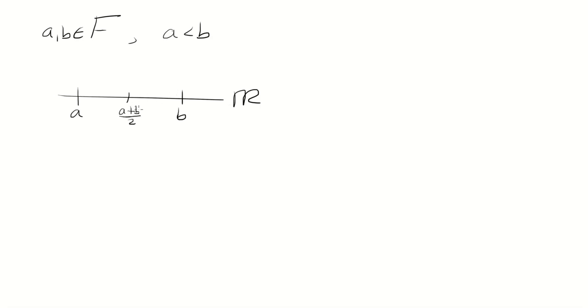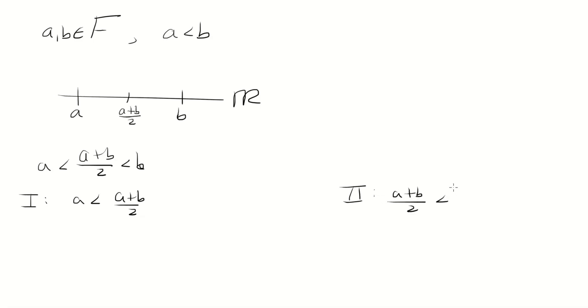So basically what we want to say is that (A plus B) over 2 is between A and B. That's what we want to show. So we'll do this in two steps. First, we'll say that A is less than (A plus B) over 2. And the second case, we'll say that (A plus B) over 2 is less than B.